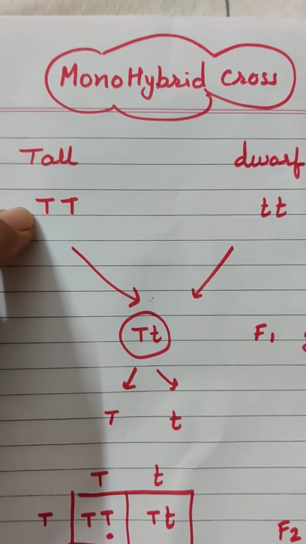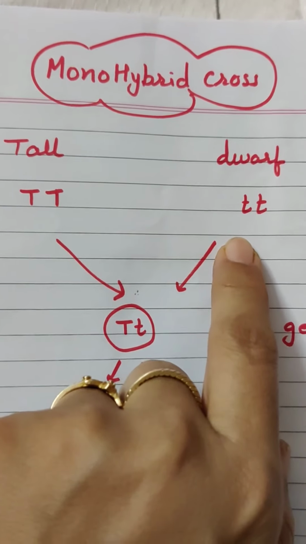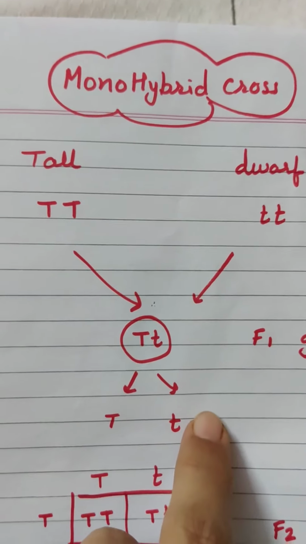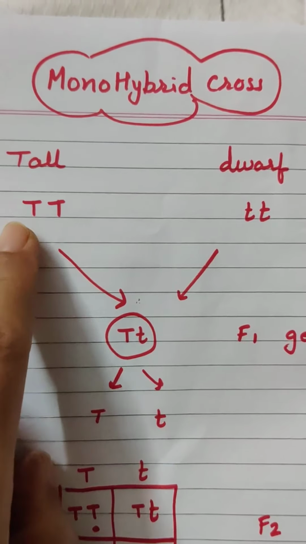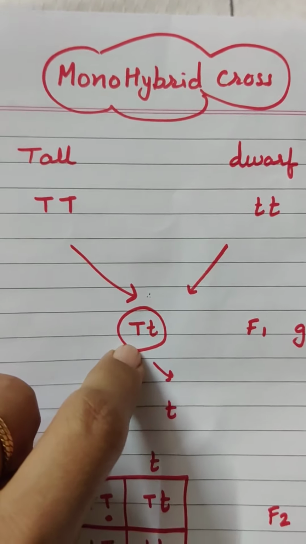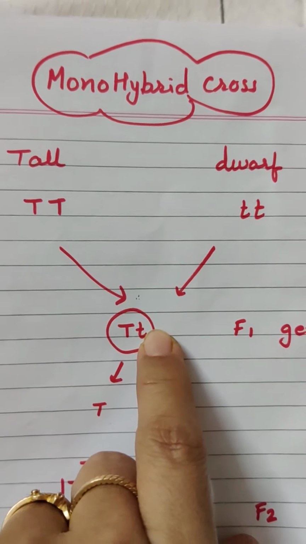Again I repeat, in monohybrid cross, Mendel has taken two plants, one with dominant characteristic tallness, so with capital letter it is written. The other, dwarf plant with recessive characteristic, so with small letter t it is written. In F1 generation, one gamete will come from parent 1, the other gamete will come from parent 2, that is hybridization.